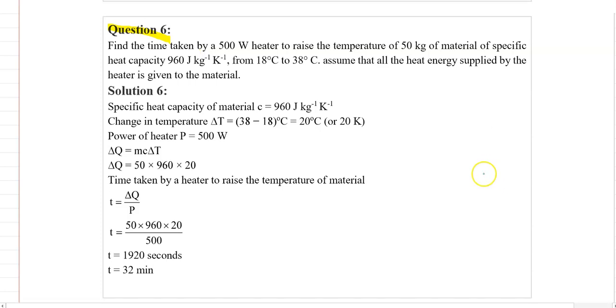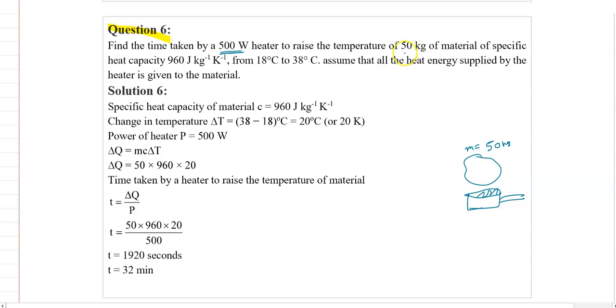That means you can see, let us say a container or a material whose mass is 50 kg. This is being heated by a heater or gas stove. I am taking a heater. This is a heater. So the heater is 500 watt, which means 500 joule is supplied by the heater per second.